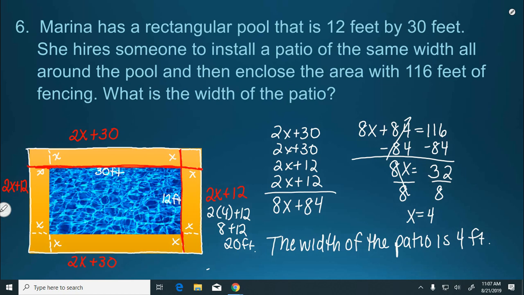If they wanted the length of the fenced area, that would be 2 times 4 plus 30, which is 8 plus 30, which is 38. And if I added 38, 38, 20, and 20, I should get that 116. 38 and 38 is 76. And 76 plus 20 is 96. Plus 20 more is 116. So we did it correctly.